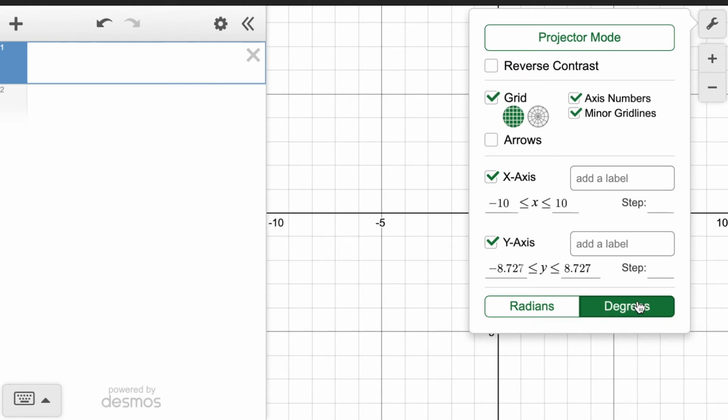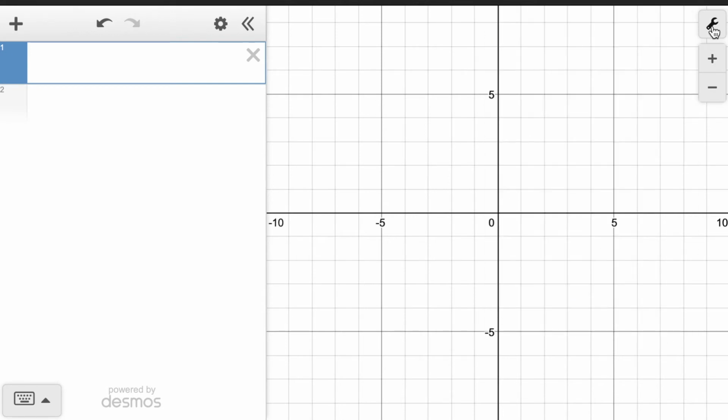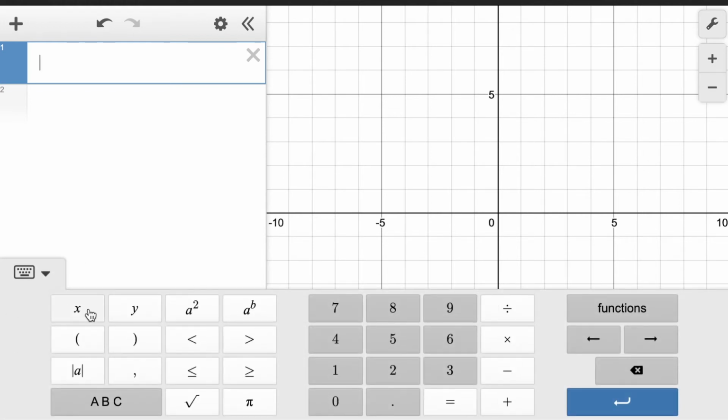If you're using the Virginia testing version of the Desmos calculator, it should default to degrees, but you never know when something might change. I highly recommend always clicking on that little wrench button. It takes a second just to make sure you're in the right mode. So here we are in degree mode. Then we're going to go to the lower left screen and click on the keyboard icon. We're going to go over here to the right where it says functions.